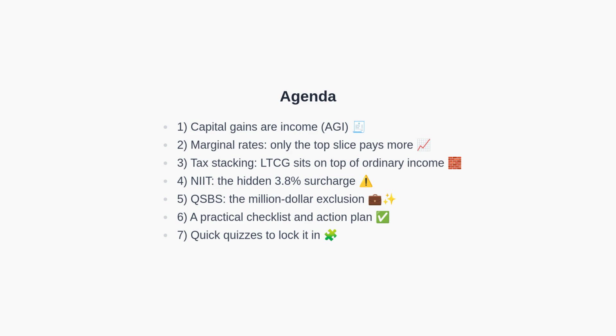Next, here is our roadmap. First, we will define how capital gains are treated as income and flow into AGI. Second, we will demystify marginal taxation, emphasizing that only the top portion is taxed at the higher rate. Third, we will show you how long-term capital gains stack on top of ordinary income. Fourth, we will uncover the net investment income tax, the additional 3.8% many overlook. Fifth, we will cover QSBS and its powerful exclusion potential. Sixth, we will present a practical checklist and action plan. Finally, we will test your understanding with quick quizzes.